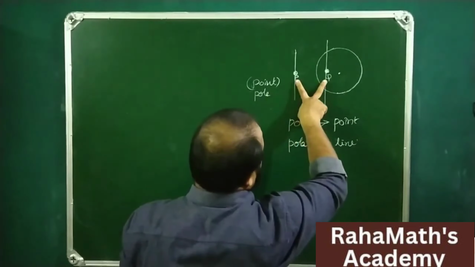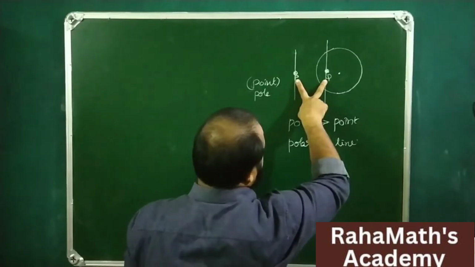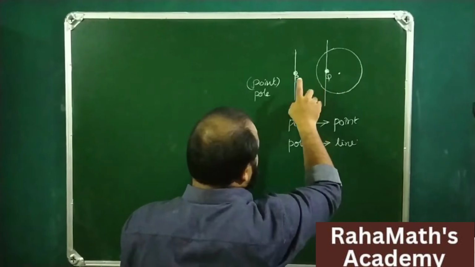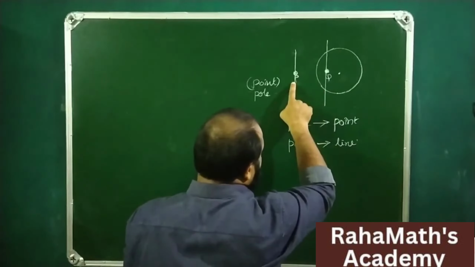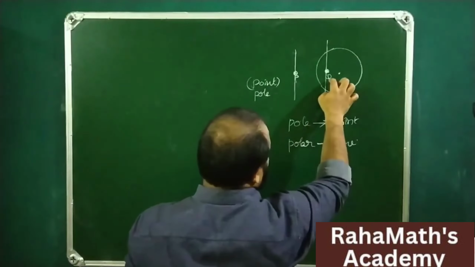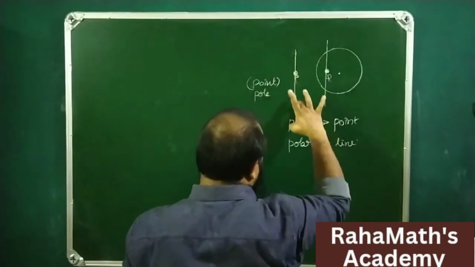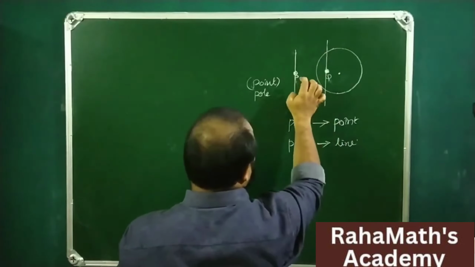Therefore, the points P comma Q are said to be conjugate points because the polar of P is passing through Q and the polar of Q, meaning this line, is passing through P.